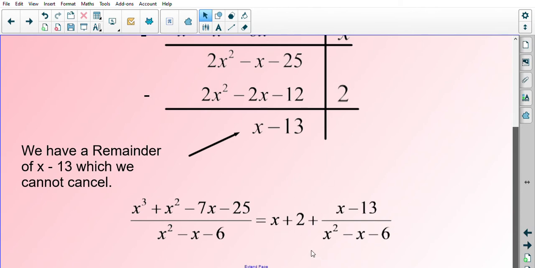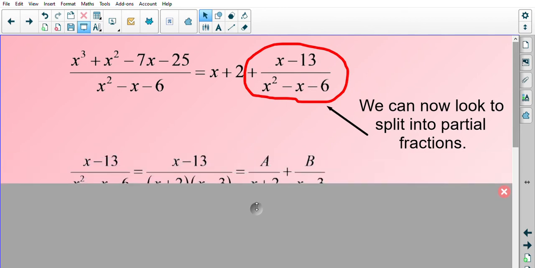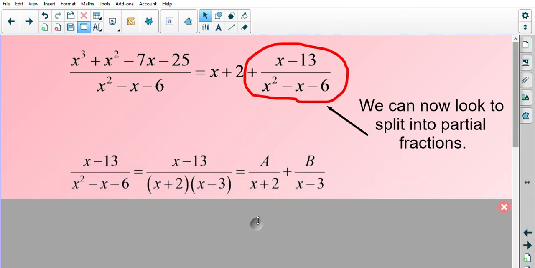Okay, it did say now try and use partial fractions in order to simplify this even more. Okay, so we're going to be looking at this bit here to see if we can split into partial fractions. Okay, so looking at this bit here, the first thing we need to check is, can this denominator be split up? Can this denominator be factorised? That would help us a lot. Okay, the good thing for us is it can. Okay, it can be split up into x plus 2 and x minus 3. Okay, and that's going to be our factors for this question.